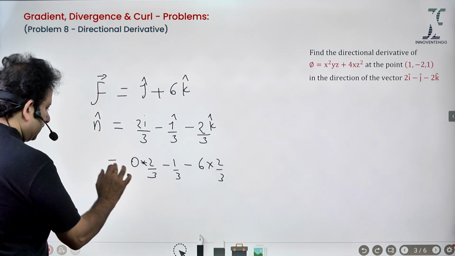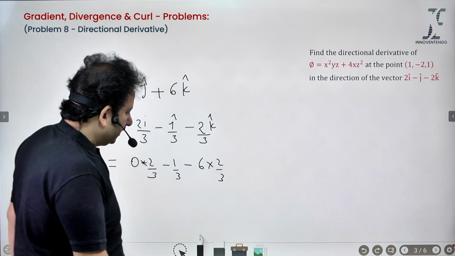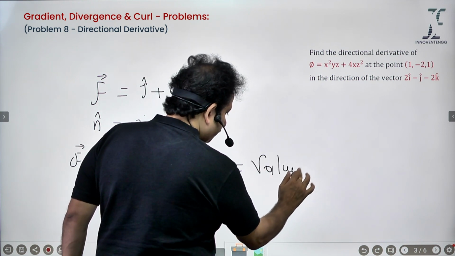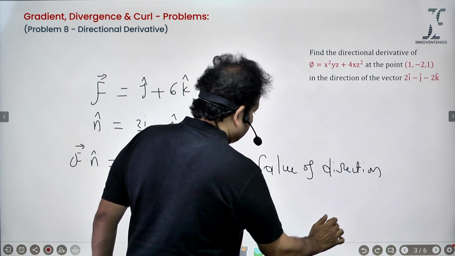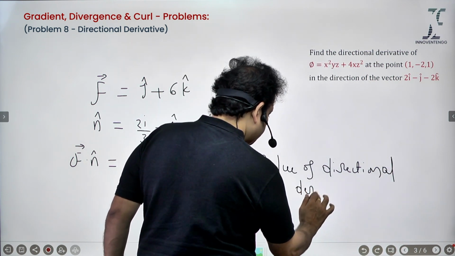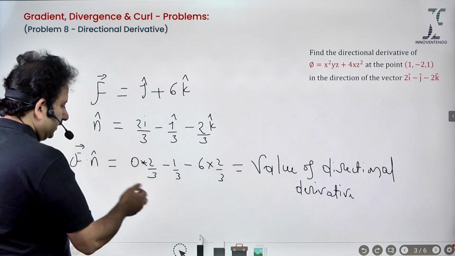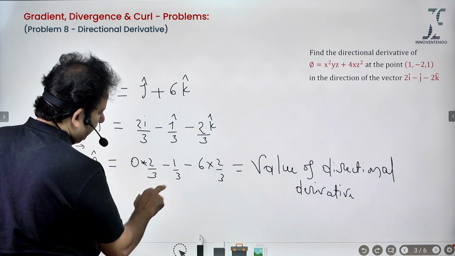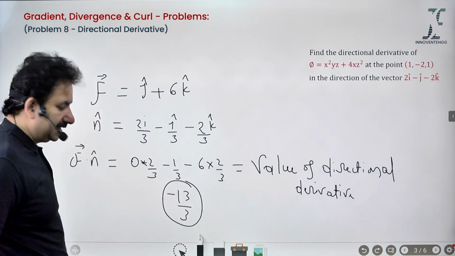So this is your dot product, that is the gradient of f dotted with n, which is the required value of the directional derivative, which is nothing but the projection of the gradient onto this direction. So what this simplifies to is minus 12 by 3 minus 1 by 3. So this is minus 13 by 3, the value of the directional derivative.